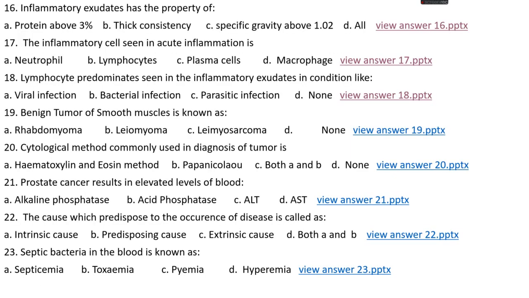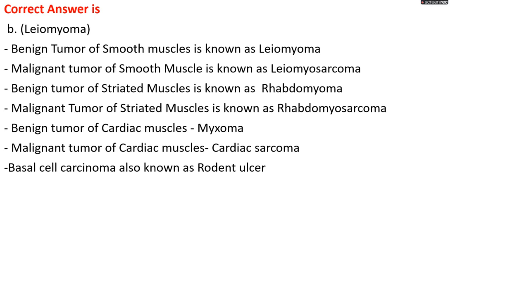Question number 19. A benign tumor of smooth muscle is known as: option A, rhabdomyoma; option B, leiomyoma; option C, leiomyosarcoma; option D, none. The right answer is option B, that is leiomyoma. A benign tumor of smooth muscle is known as leiomyoma. A malignant tumor of smooth muscle is known as leiomyosarcoma, since the suffix sarcoma stands for malignant and oma stands for benign. A benign tumor of striated muscle is known as rhabdomyoma.